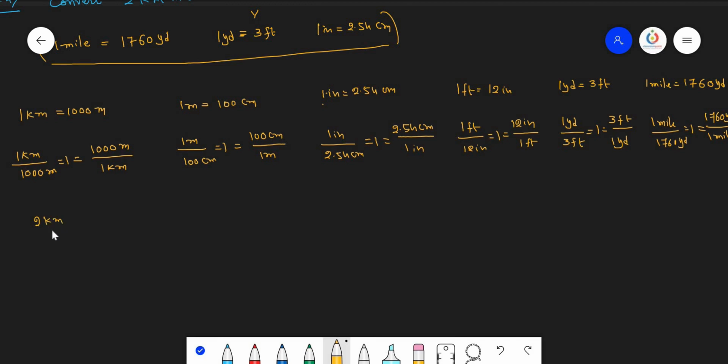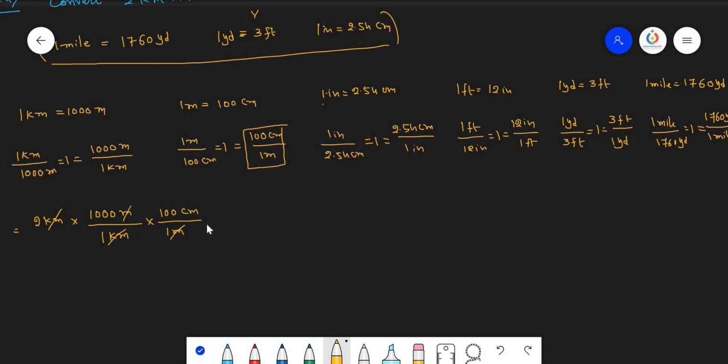Kilometer is in the numerator, so it has to be cancelled. So you take meters: multiply by 1000 meters divided by 1 kilometer. Here kilometer is cancelled out. Next, meters are there, and meters are to be cancelled. So it has to be multiplied now by 100 centimeters divided by 1 meter. Meter cancelled.